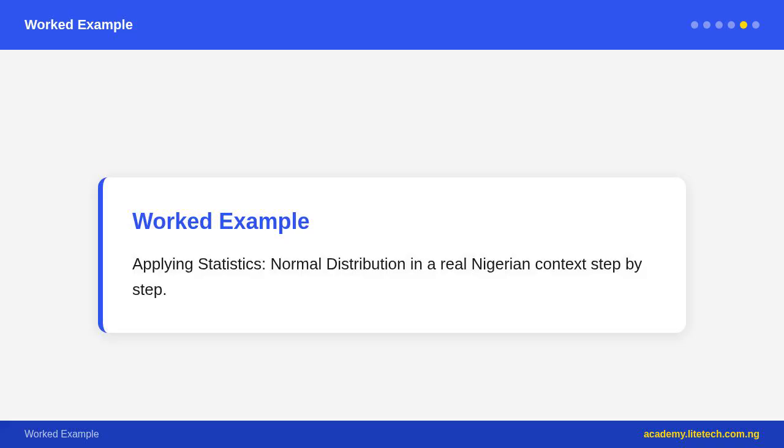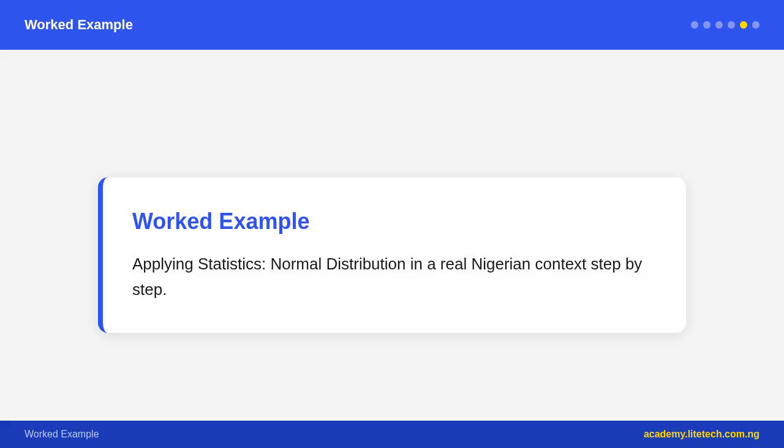Solution A: z1 = (130 - 150)/20 = -1. z2 = (180 - 150)/20 = 1.5. P(-1 ≤ Z ≤ 1.5) = Φ(1.5) - Φ(-1) = 0.9332 - (1 - 0.8413) = 0.9332 - 0.1587 = 0.7745. About 77.5% of oranges.